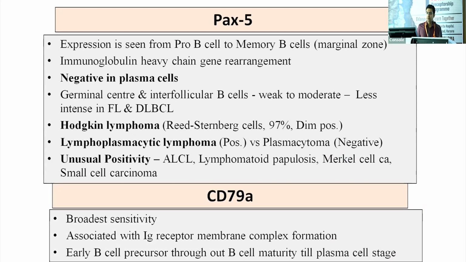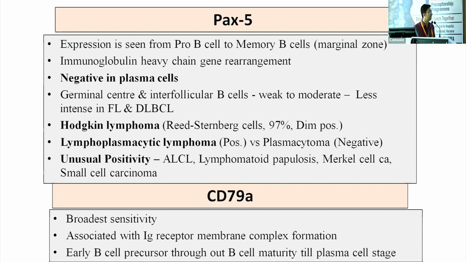Then coming to PAX5, PAX5 is very important in Hodgkin lymphoma. Earlier the cell of origin was not known, but Hodgkin lymphoma is the only lymphoma which is an extreme example of discordance between the genotype and the phenotype. The Hodgkin RS cells, which are the neoplastic cells, are actually B cells, but they do not show any of the B cell markers. So they switch off the B cell program and they only show PAX5, and that too with dim positivity. So PAX5 is very important for Hodgkin lymphoma, the RS cells showing dim positivity.